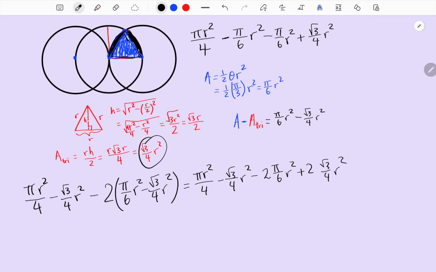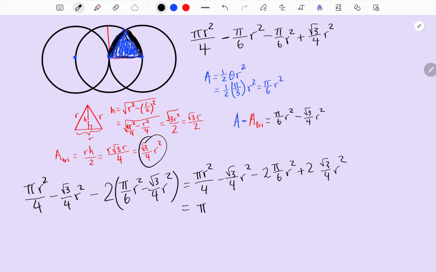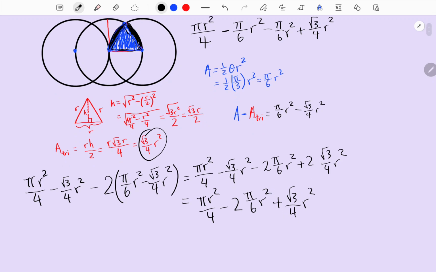Okay, and what we have here is that this is equal to pi r squared divided by 4, subtract 2 pi over 6 r squared, and then right here we have a negative root 3 over 4 r squared and a positive 2 times root 3 over 4 r squared. So negative 1 of root 3 over 4 r squared plus 2 root 3 over 4 r squared gives me positive 1. We only get 1 left, root 3 over 4 r squared. Okay, because we have 2 apples here, and then we lose 1 apple here, so we have 1 apple.